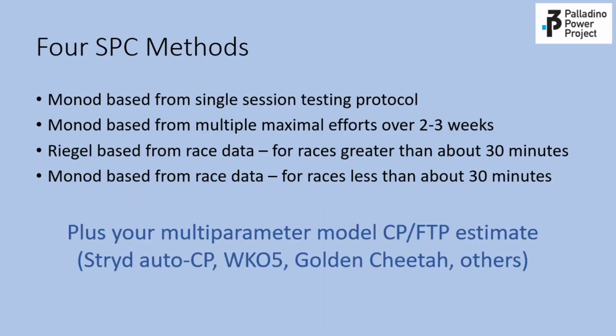So we have those four, and that gives you the ability to get sort of an instant, slice-in-time look at where your FTP and CP are in the conditions specific to those races. You also will have your model like Auto CP from Stride, or the WKO5 power duration curve, your Golden Cheetah power duration curve, and others. Those are multi-parameter models.